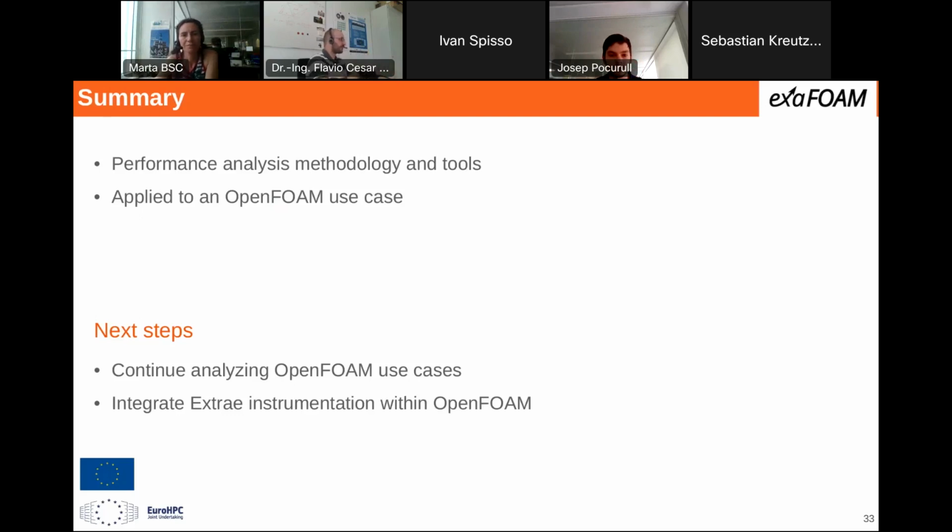Correct me if I'm wrong, Marta, but you can run Extrae and get these traces with the normal compilation, with our production compilation of OpenFOAM. Exactly, that's the idea. Without compiling, you get the traces. Then, as I was saying, you can add the API, and then you need to recompile. But without doing anything, you already can get this information on how your execution is performing.